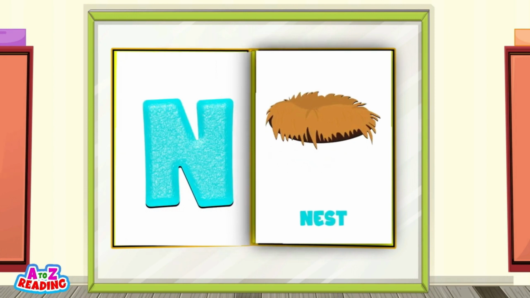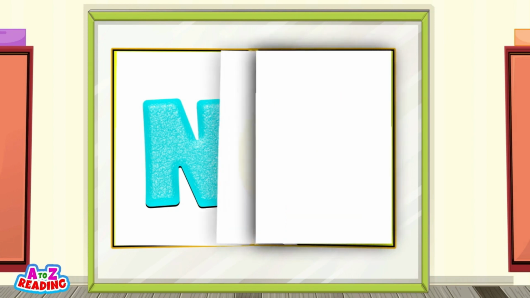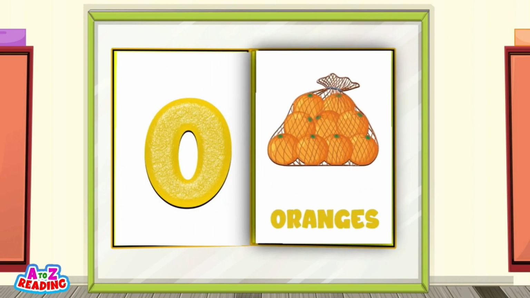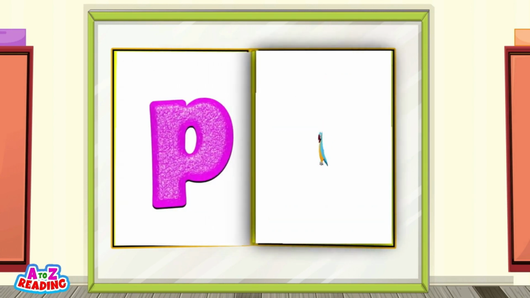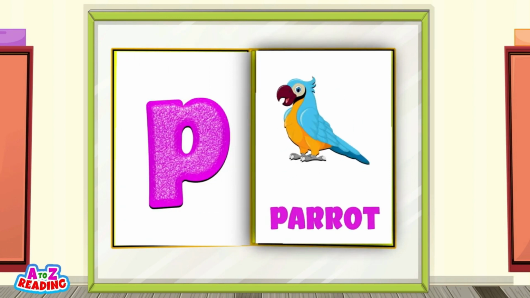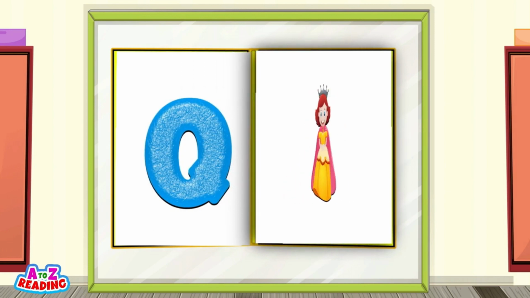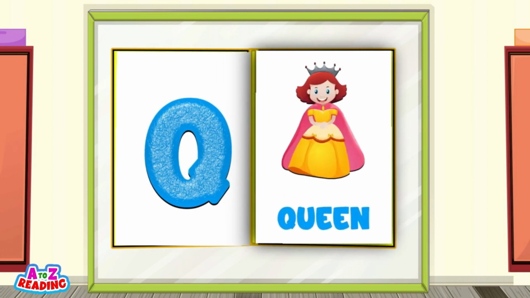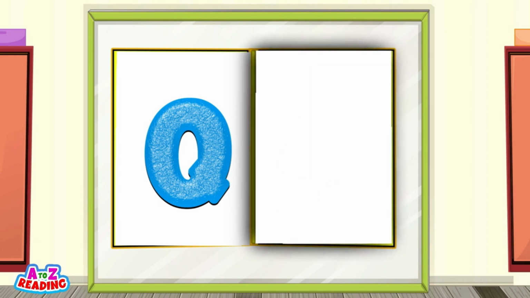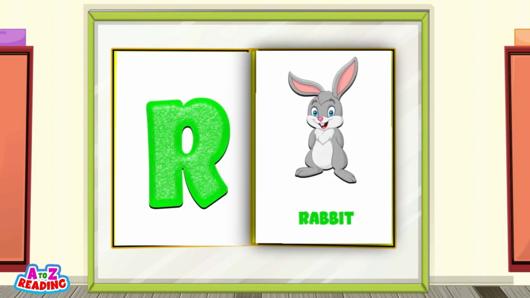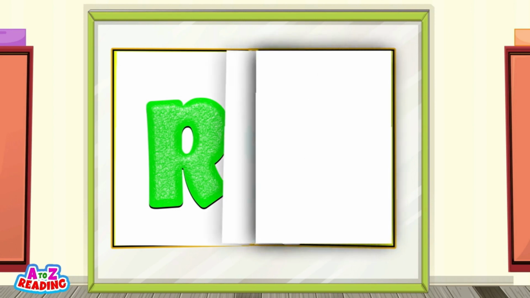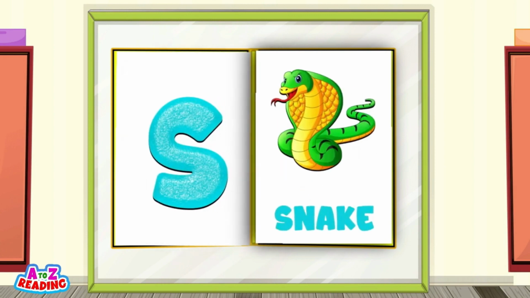N is for nest. O is for orange. P is for parrot. Q is for queen. R is for rabbit. S is for snake.